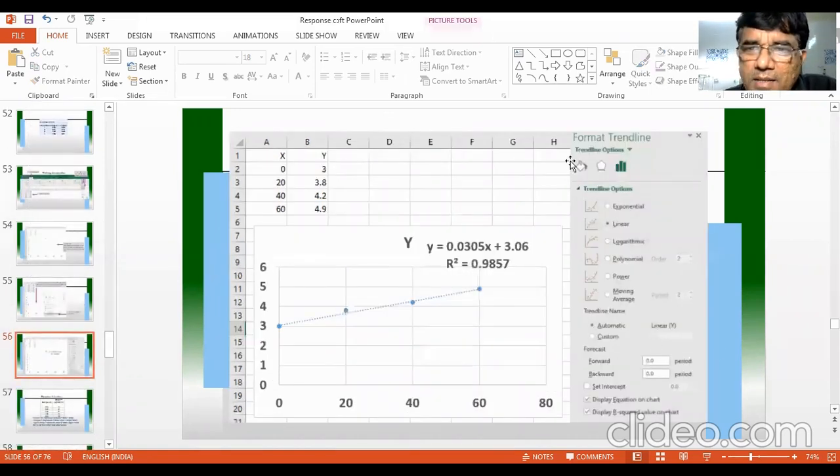When you click on the trend line, you will get this kind of pop-up window again on the right side. And then there are many kinds of equations you can fit. You can fit exponential, linear, log, polynomial, power, and moving average. There are so many options here.